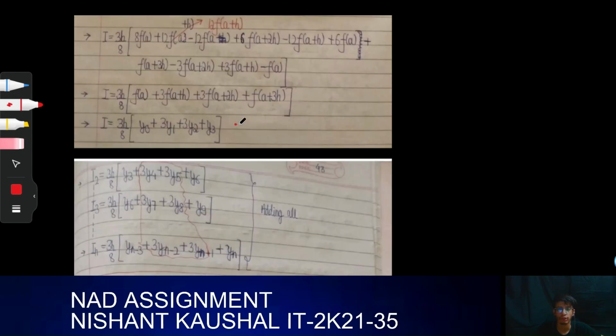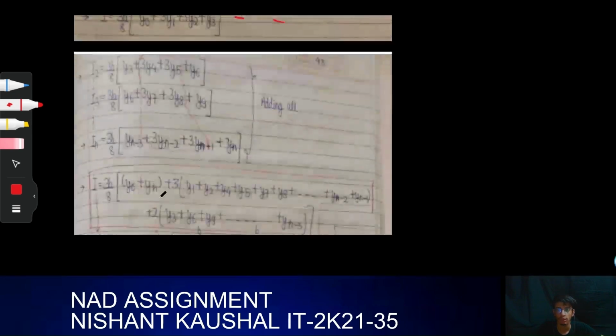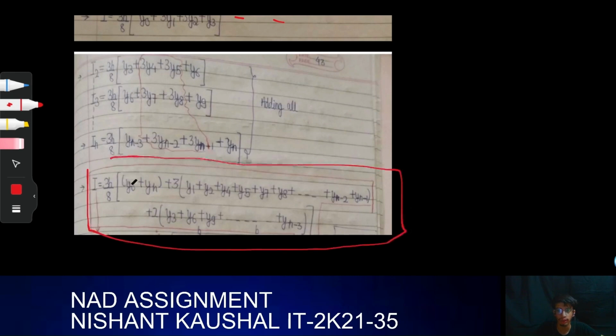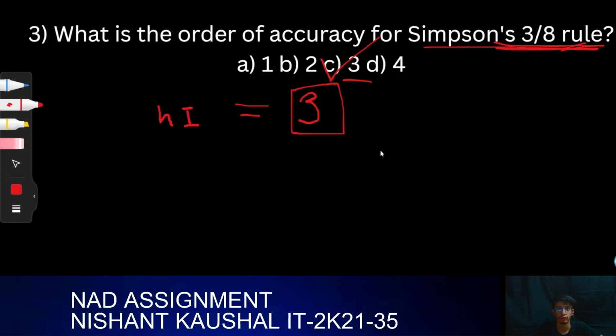And for more terms, it will be like this, and if we add all, we will get this general formula: I equals 3h by 8 [y0 plus yn plus 3 times (y1, y2, y4, y5, y7, y8, that is up to y(n-1)) and all the multiples of 3 multiplied by 2], right? So its answer would be 3.